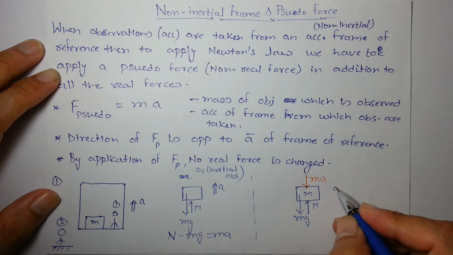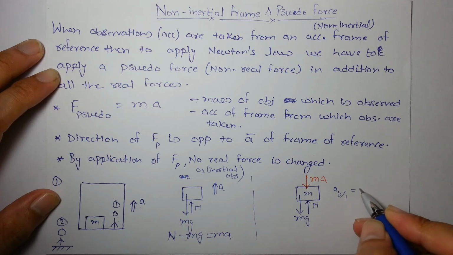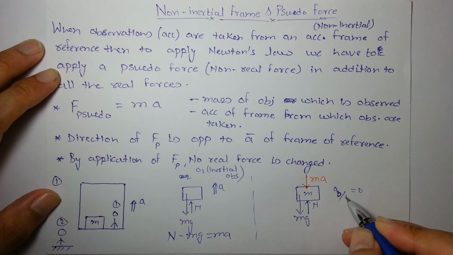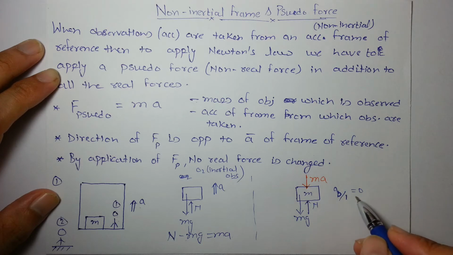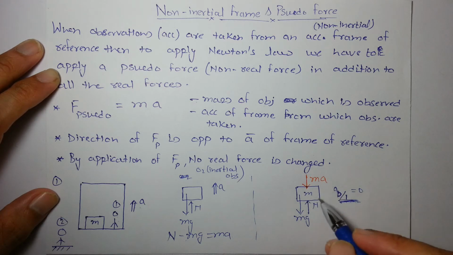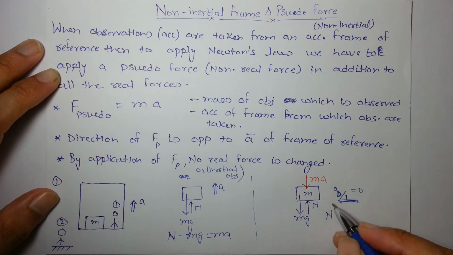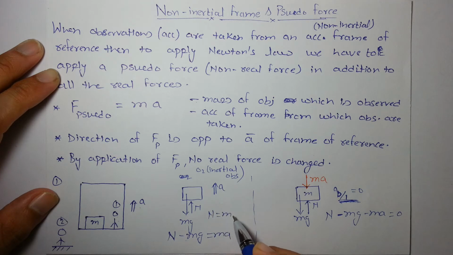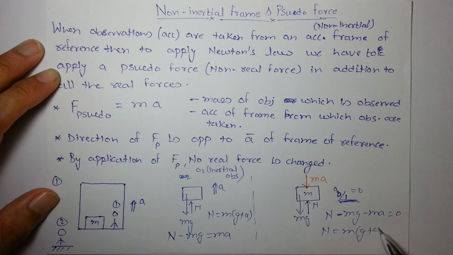And he'll say the acceleration of the block with respect to 1 is 0. He'll say the block is not accelerating with respect to me, so its acceleration is 0. Again, this is the acceleration with respect to the observer, which should be measured from the accelerated frame itself. So how will he write the equation? He'll say N minus mg minus ma is 0. The same answer will come out: N is equal to m(g plus a). And here also N is equal to m(g plus a).